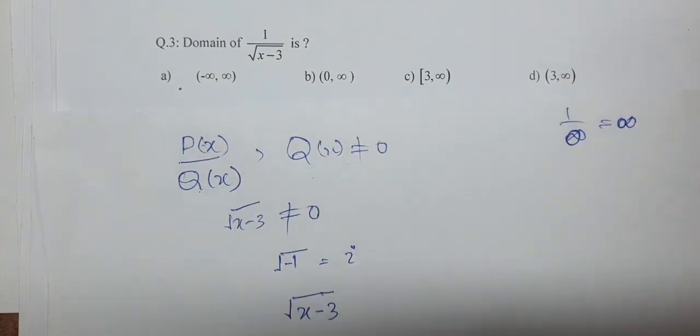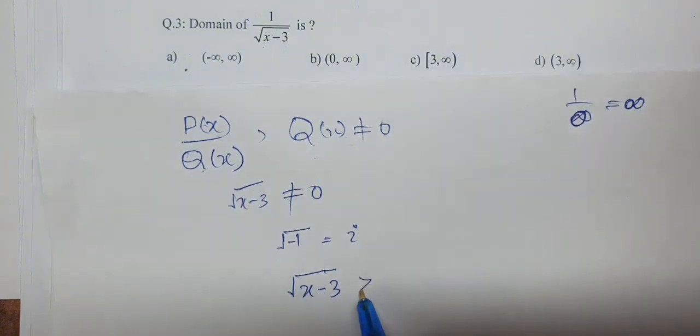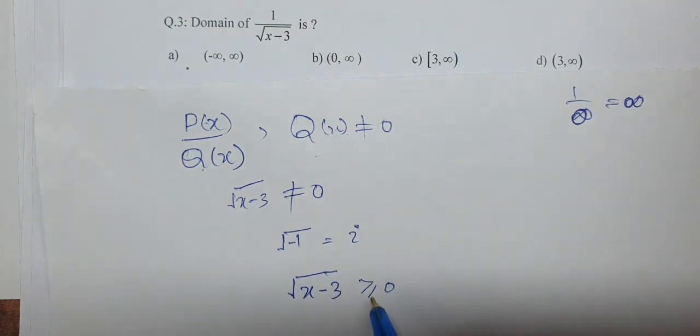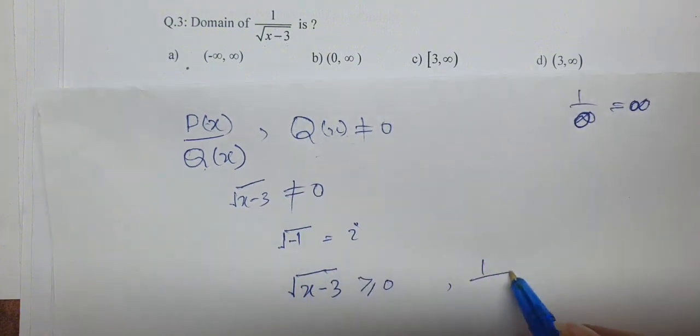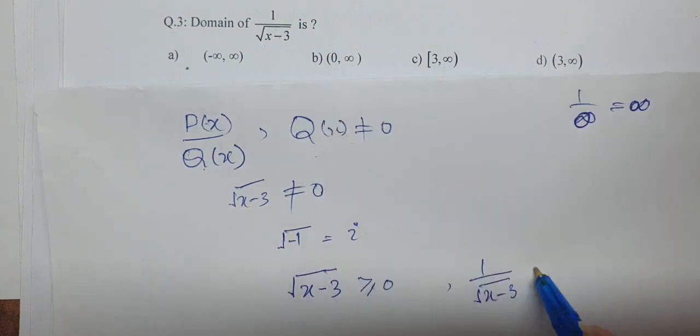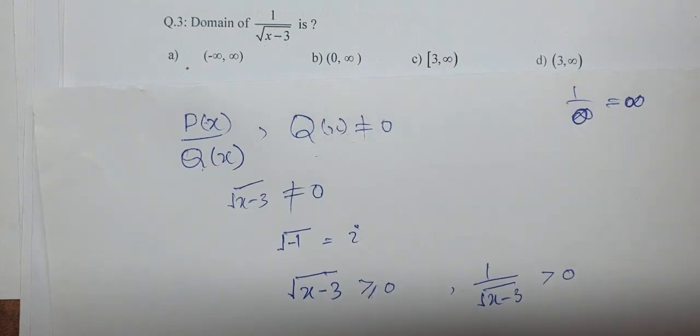So how can we find this? For the square root of x minus 3, we know that x minus 3 should be greater than or equal to 0 to be defined. It will give us a defined value when it is greater than or equal to 0. Equal to 0 will not affect it, but here, because of the denominator, we cannot take this equality; it should be greater than 0.